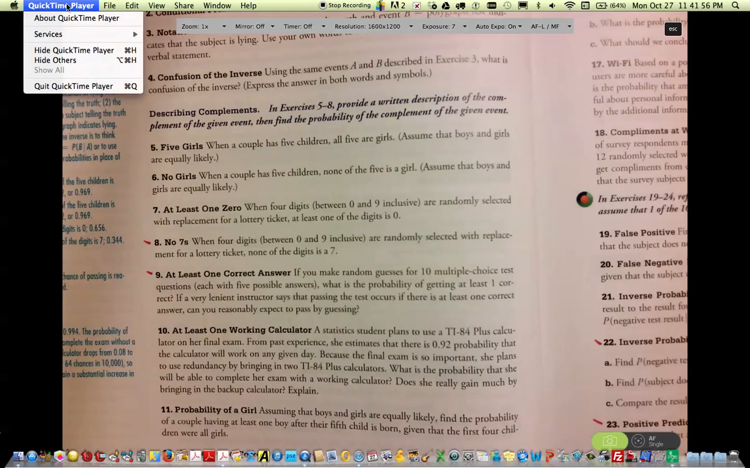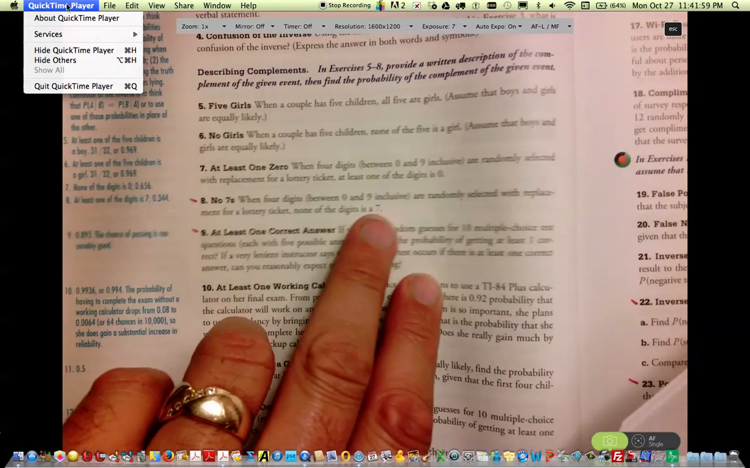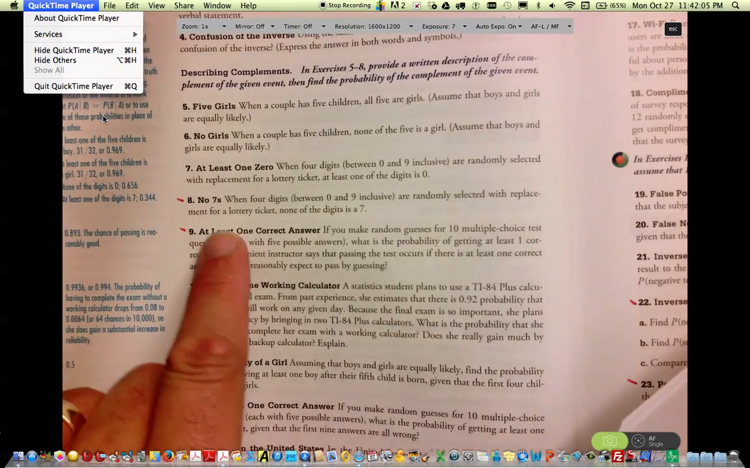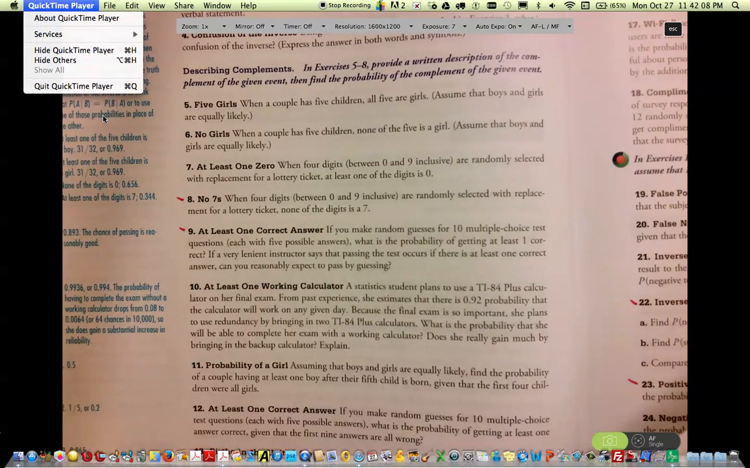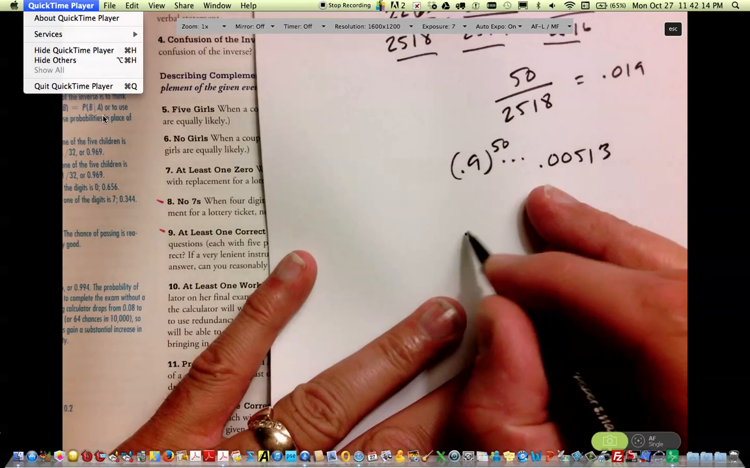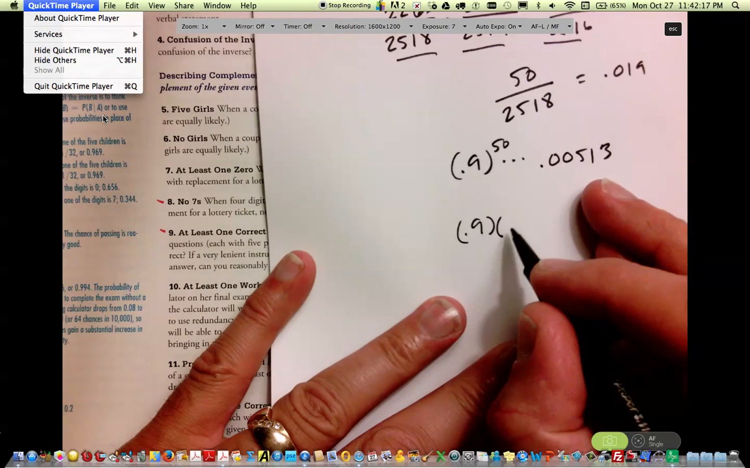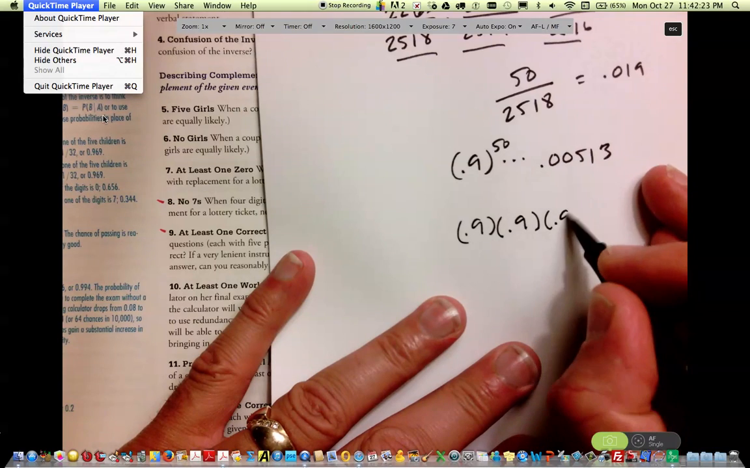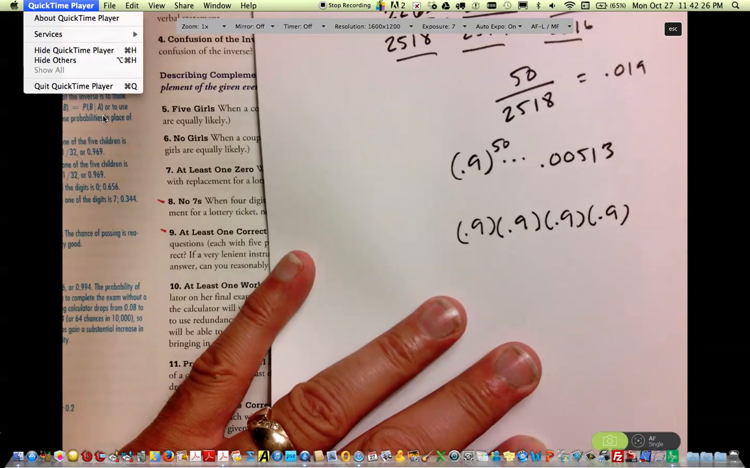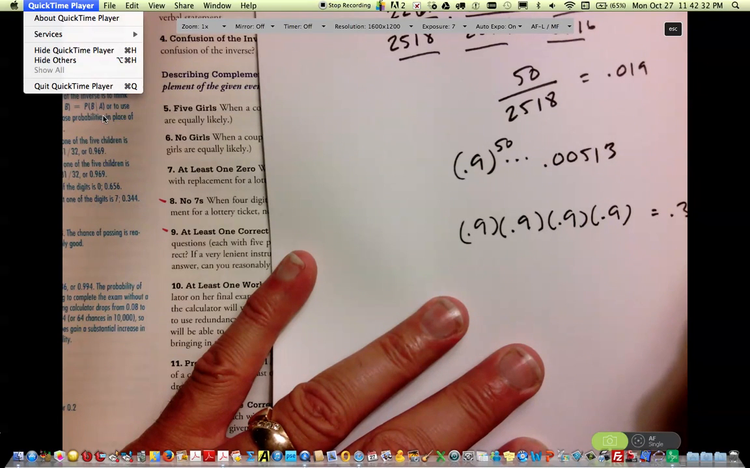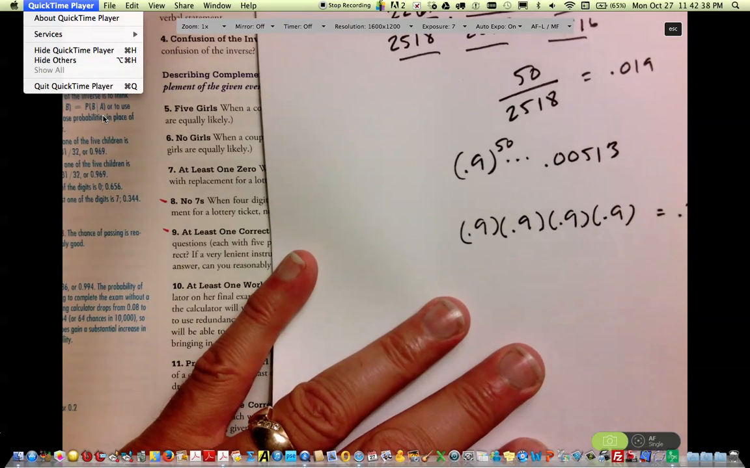All right, number 8 says when 4 digits between 0 and 9 inclusive are randomly selected with replacement for the lottery ticket, what's the probability that none of the digits is a 7? Okay, so if you think about what's the probability the first digit's not a 7, that's going to be 90%. Probability the next one's not a 7, 90% again. Remember, we're doing this with replacement. And then 3 in a row is going to be times 90% again and times 90% again. All right, and if I multiply all this together, we're going to end up with about 0.344. So about 34.4% is the probability we're going to get no 7s.